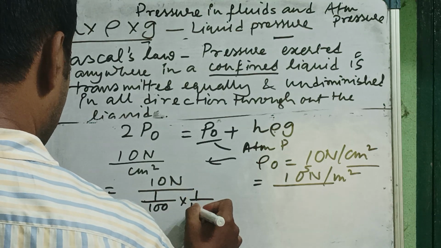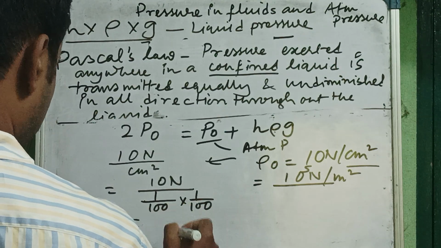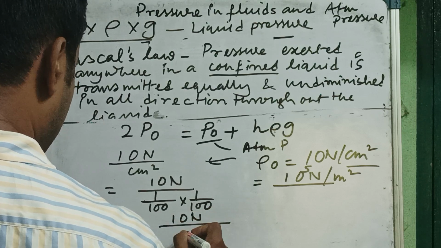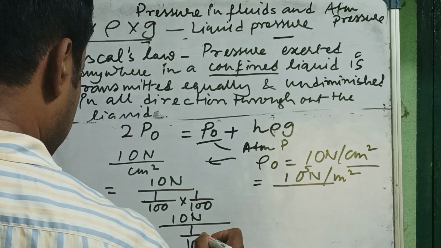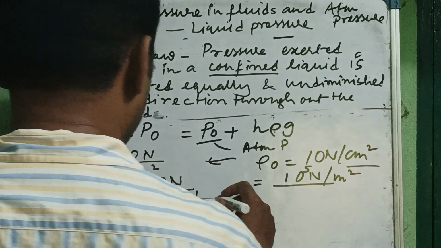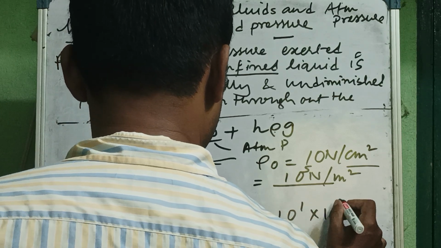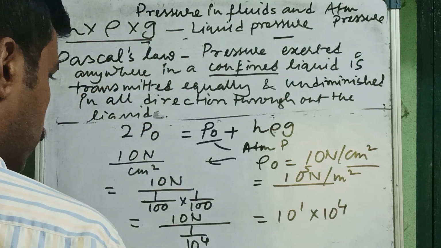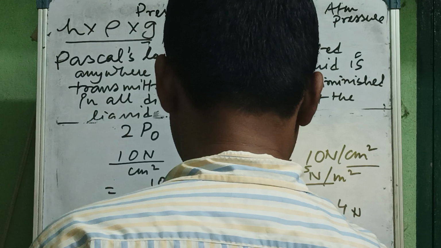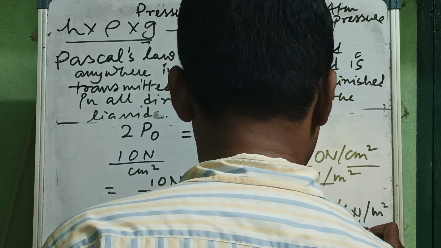Here is a centimeter square, so divided by also 1 by 100. 1, 2, 3, 4, 4 zeros. 10 Newton divided by 1 by 10 to the power 4. 10 to the power 4 goes to the upper side, 10 to the power 1 and 10 to the power 4. As in algebraic calculations, the base is the same, so the powers will be added. Newton, this changes into meters square, Newton per meter square. So 10 to the power 5 Newton per meter square.